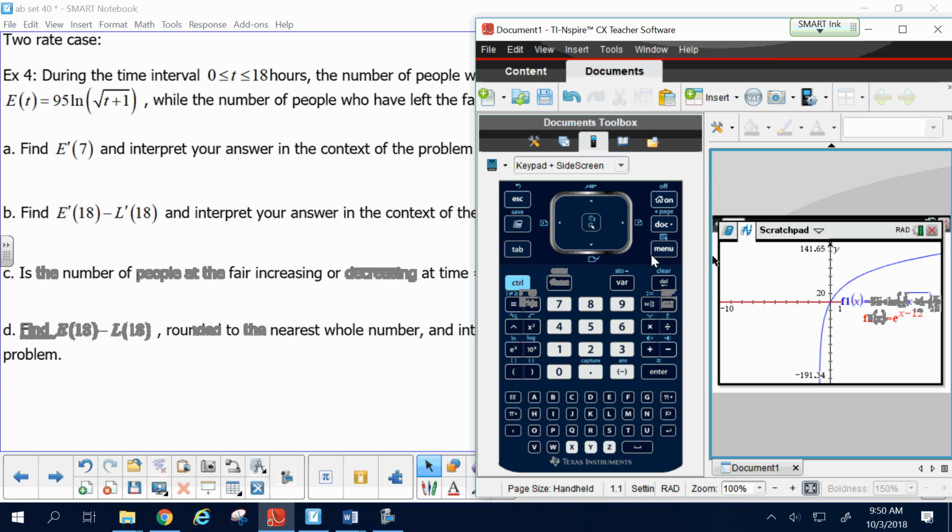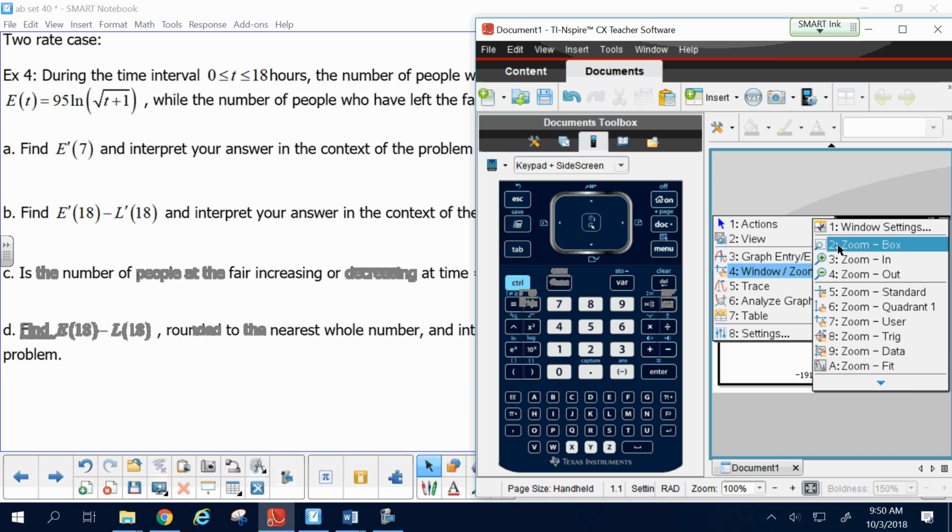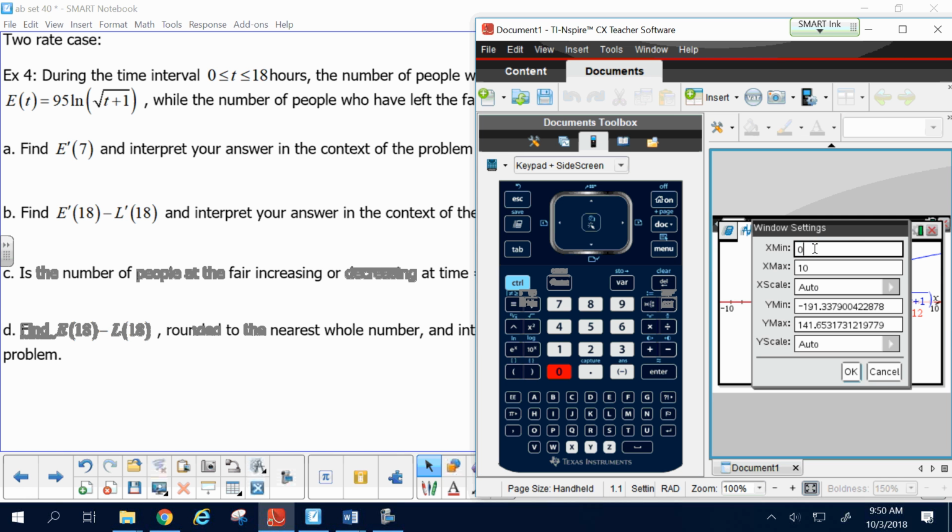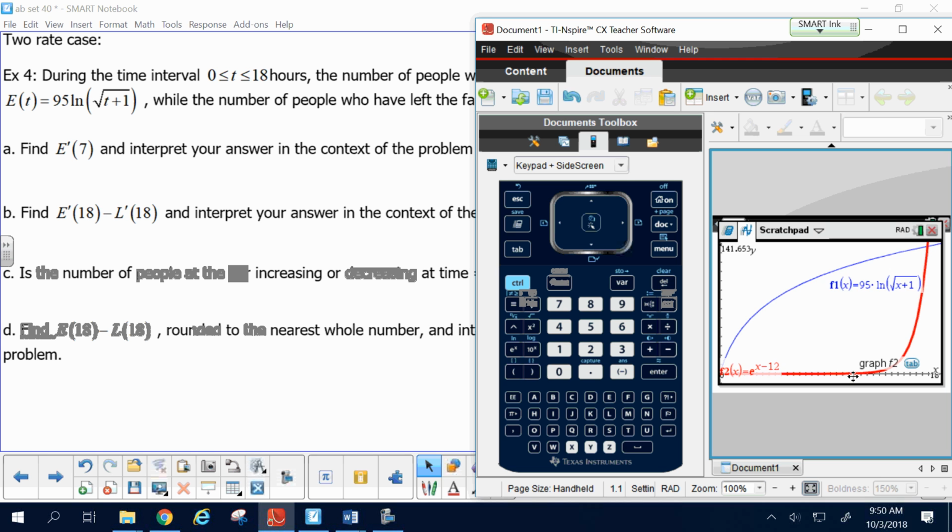Okay, so for 0 to 18 hours, I'm going to change my window to 0 to 18. I don't know about the y's. The y's I don't need negatives for. Okay, maybe something like that. All right, how are we doing? You have something like that? You might change the window. If they give you a window 0 to 18, you should use it. You don't want to look beyond the bounds of where they ask.